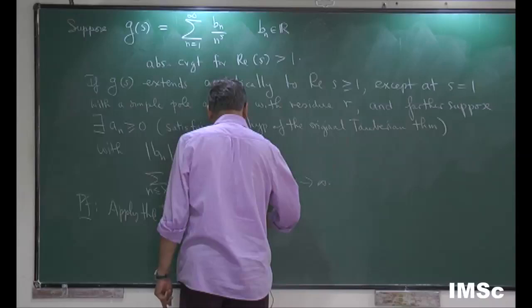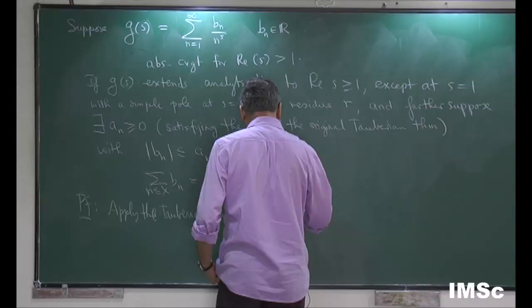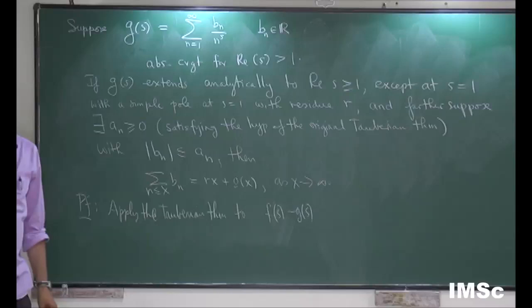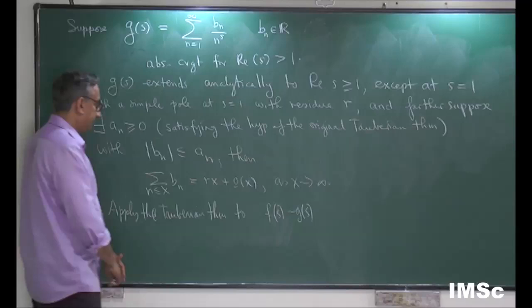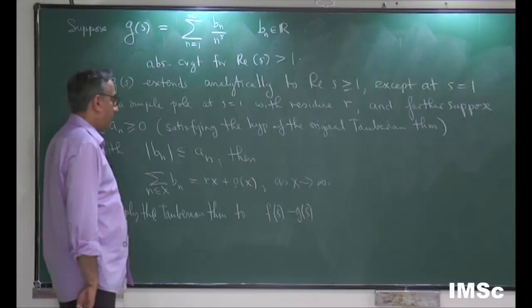F of S minus G of S is a Dirichlet series whose coefficients are An minus Bn, which are non-negative because of this hypothesis. And you can deduce the result from that. Okay? Now, sometimes people put a constant here, and of course that's no big deal. As long as it's dominated by some fixed constant times A sub n, it's still okay.